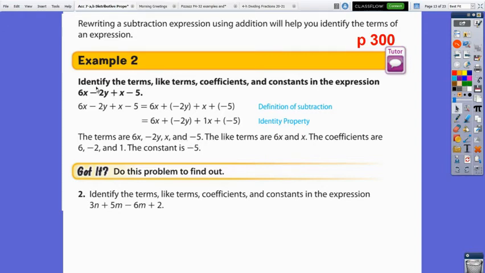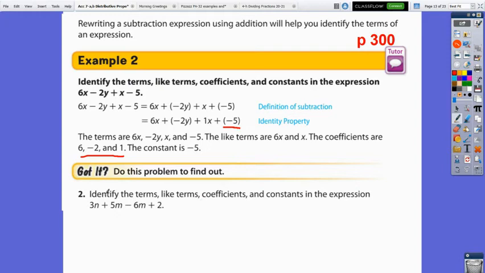Like terms, 6x and x are like terms. The only ones. The coefficients in this problem, the coefficients are the numbers that variables are multiplied by. That would be 6, negative 2, and invisible 1, right? 6, negative 2, and 1 are the coefficients. And the constant in this expression is negative 5. Negative 5, no variable. And it's negative because this is actually plus negative 5.